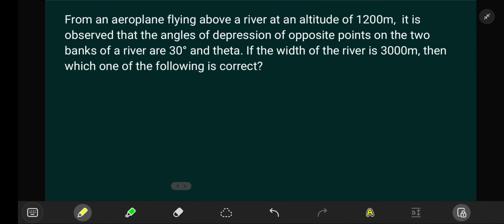Next question. From an aeroplane flying above a river at an altitude of 1200 meters, it is observed that the angles of depression of opposite points on the two banks of a river are 30 degrees and theta. If the width of the river is 3000 meters, then which one of the following is correct? Oh, sorry, I forgot to mention the options. No need to worry. I will tell you what are those.